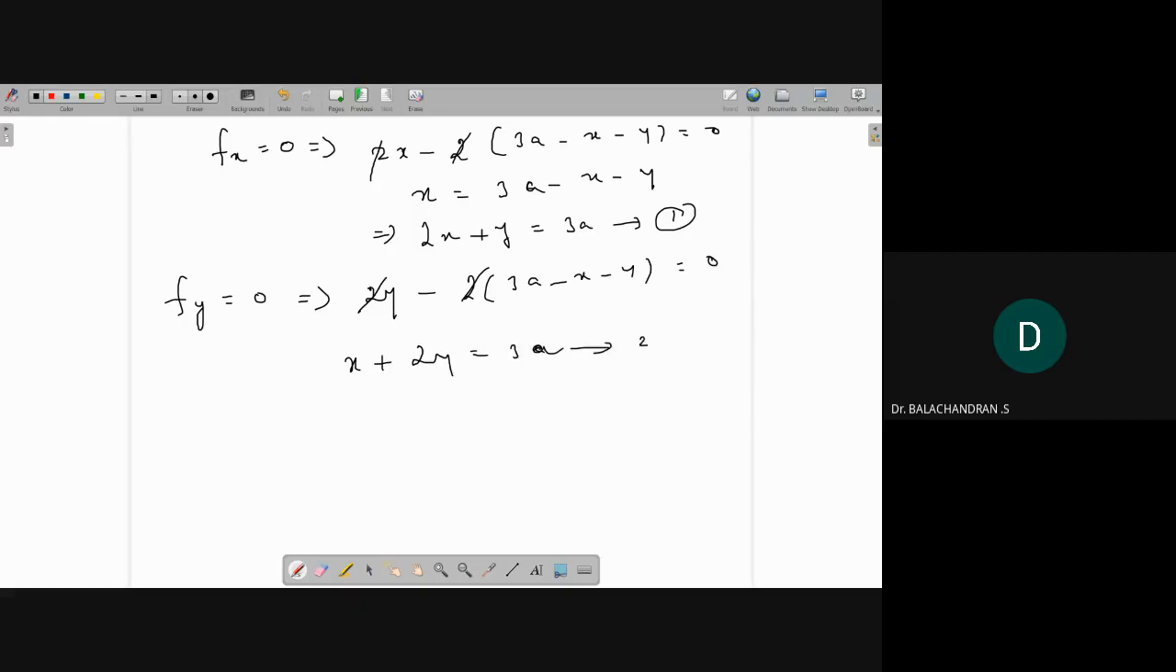So what is the value of x and y? If you solve equation 1 and 2, what is x, what is y? a comma a. So x is equal to a, y equal to a. So a comma a is a stationary point.